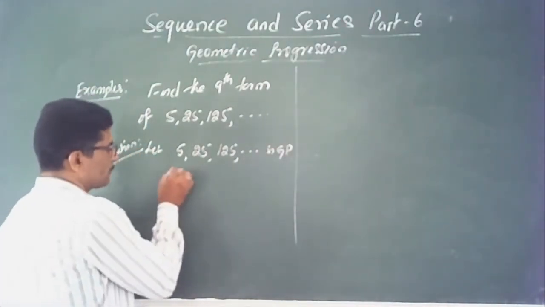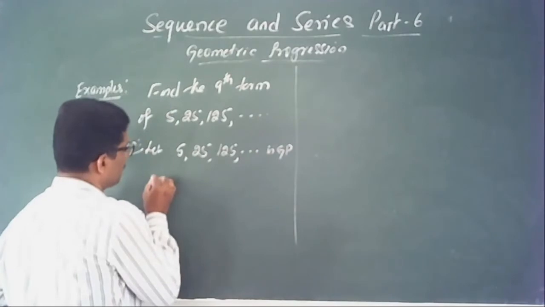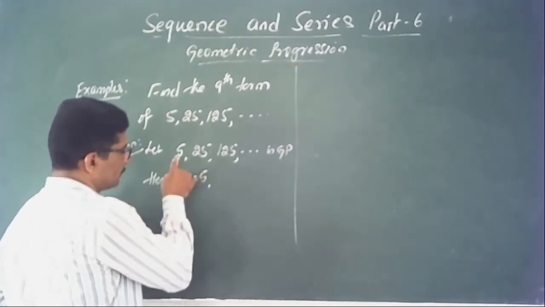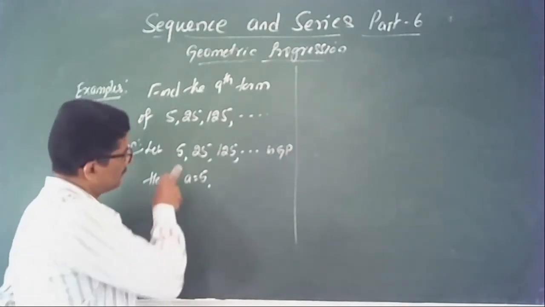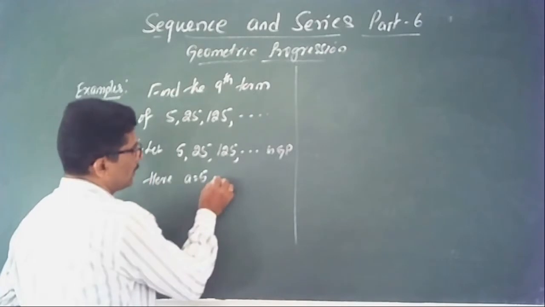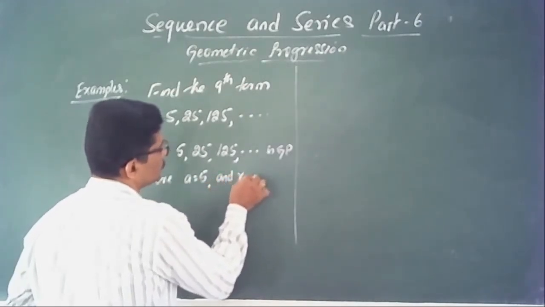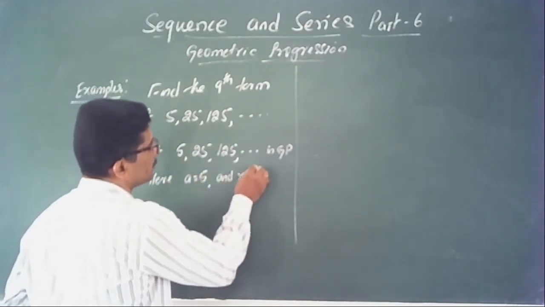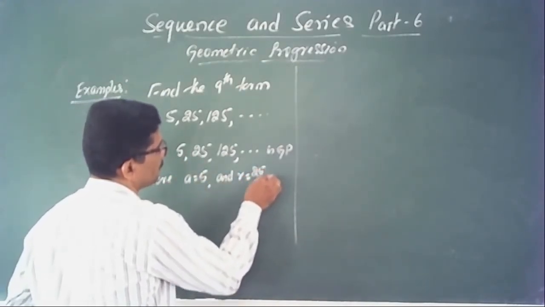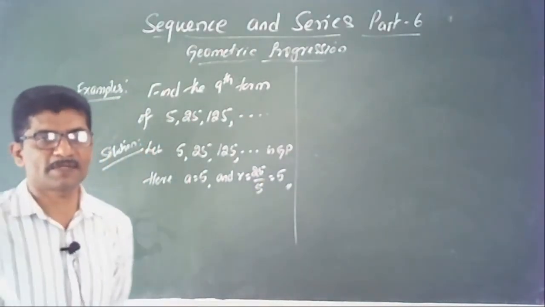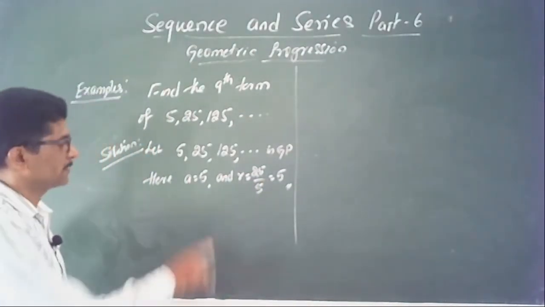Next, you find the first term and the common ratio. Here a is equal to 5, which is given, but you must identify it, because it is the first term. And the common ratio, denoted r, is any term divided by its previous term. 25 by 5 is 5, or 125 divided by 25 is 5. This is the common ratio.